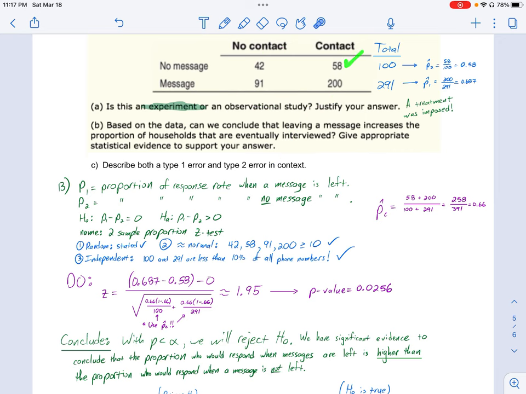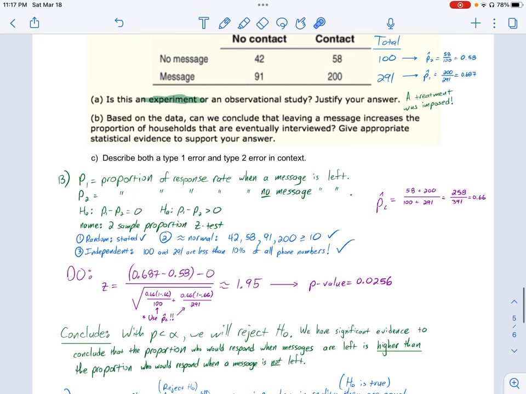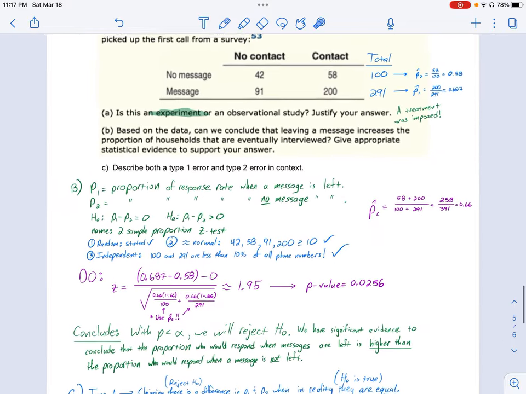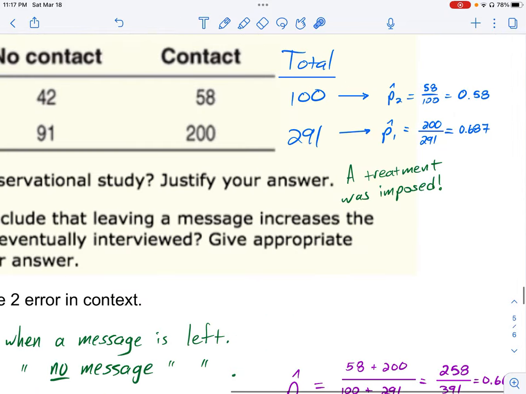Like this is success, failure, success, failure. Independent, these sample sizes are 100 and 291. I mean, yes, that's less than 10% of all the phone numbers or all the phone calls that have ever been made. Then you do your statistics. I quickly calculated the probabilities. P1 is when they left a message. P2 is when they did not leave a message.